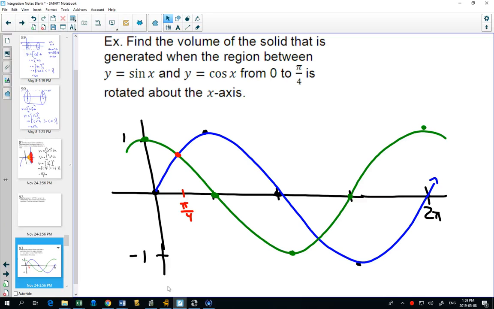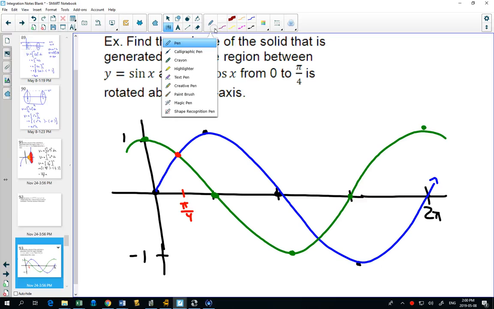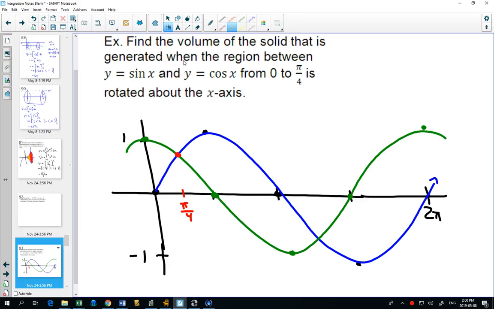And we want to find the volume of the solid that is generated when the region between y equals sine x and y equals cos x from 0 to pi over 4. So I'm going to shade that area in. Okay. We're going to go in crayon in orange. So this is the area between them. And we're going to imagine that area rotated around 360 degrees.